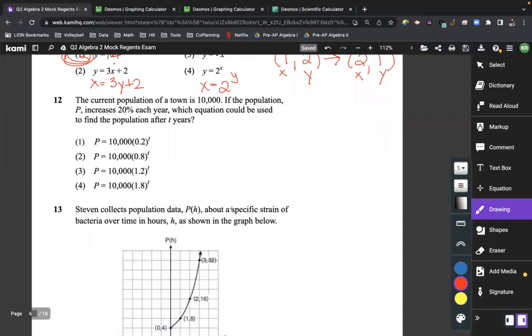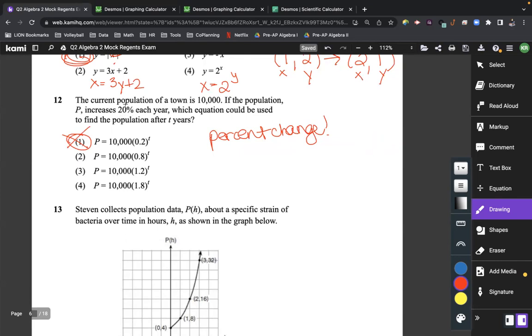Number 12, the current population of a town is 10,000. Population increases 20% each year. This is percent change. Oh my God, percent change. You guys are still struggling with this. I'm sorry. Please tell me how I can help you better with this. Although, for this question, we did see a lot of you guys chose 1, which is not correct. So a lot of you guys did better.